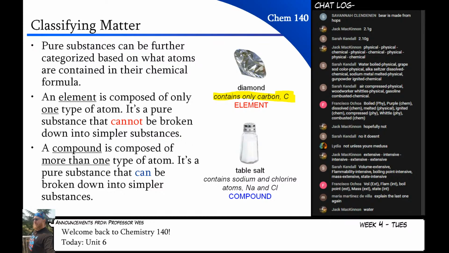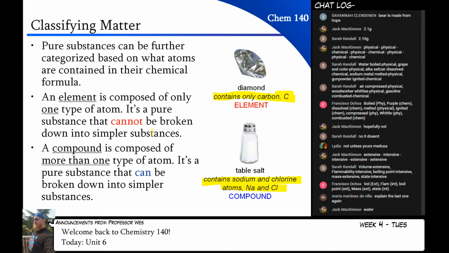Likewise, if you can find two or more elements on the periodic table, such as in table salt, which has Na and Cl in it, sodium and chlorine, we're going to call that a compound. Compounds have two or more types of elements in them, whereas an element has only one element in it.